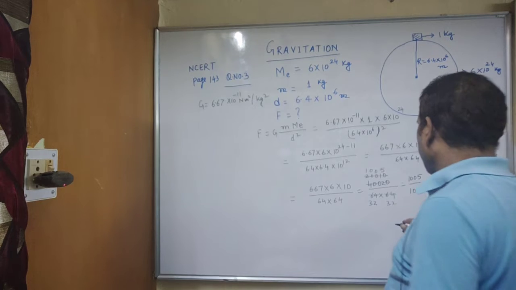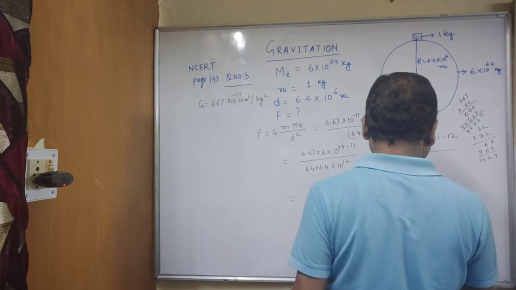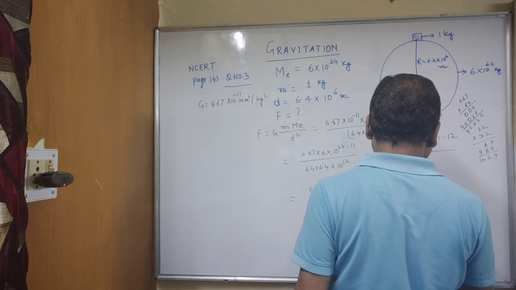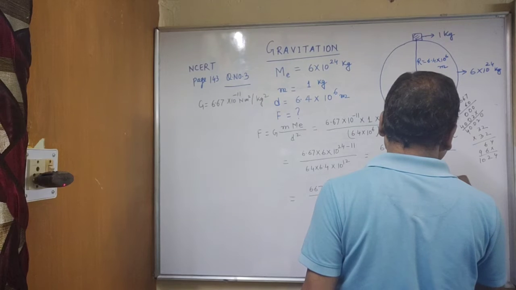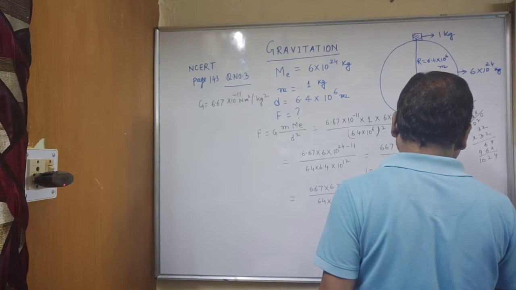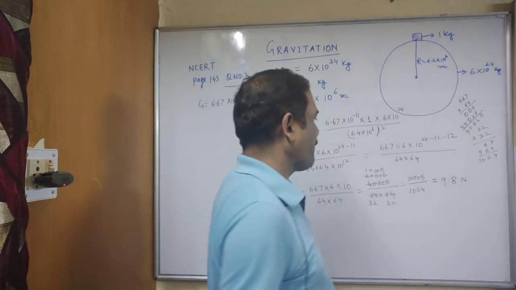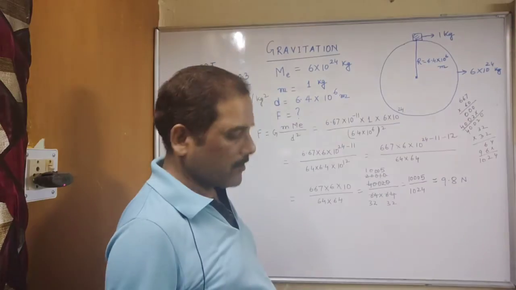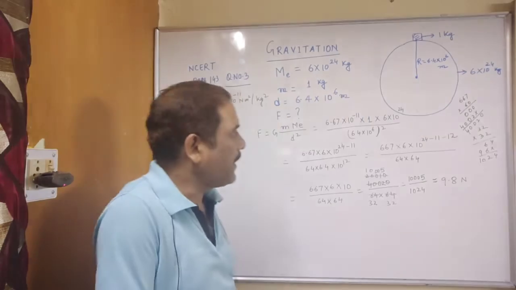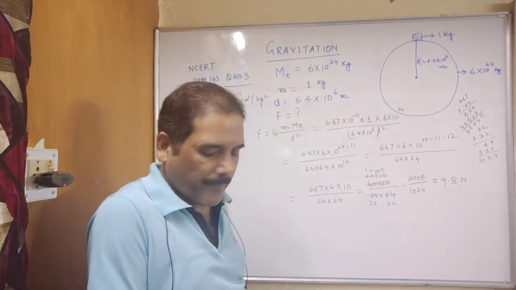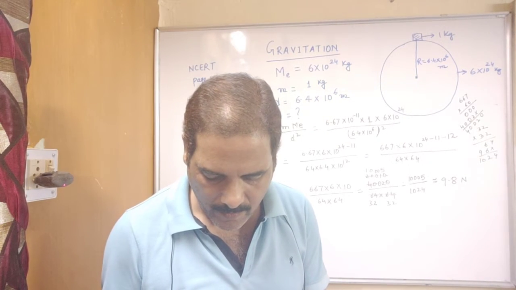If we divide it, so there is a mistake in this here. 0, 1, 2, so if you divide it, you will approximately get 9.8 Newton. So the force of attraction between Earth and a 1 kg object will be approximately 9.8 Newton.